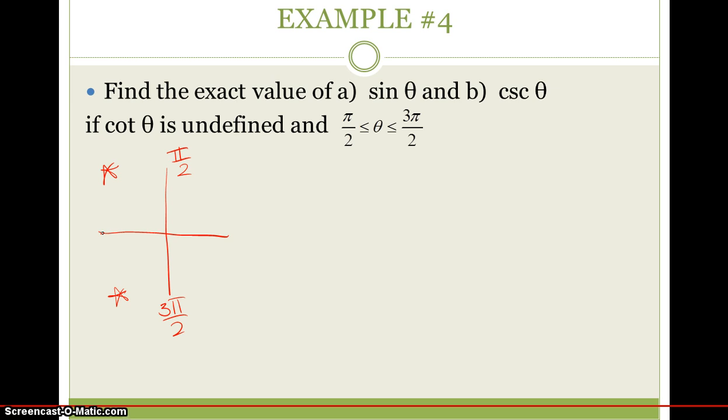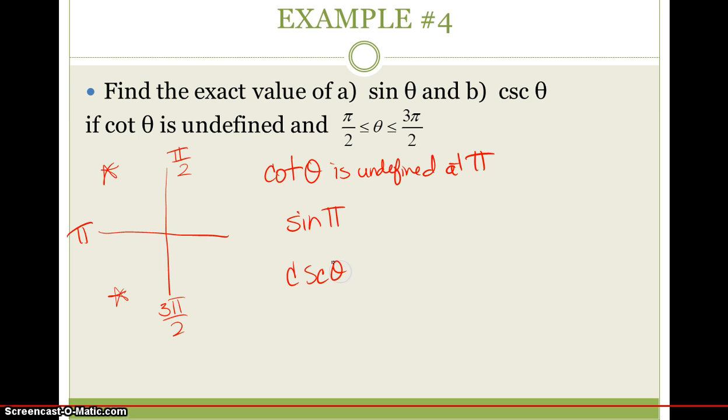And we have to go back and think. We want to know, where's the cotangent undefined? If we look back at the unit circle, we know that the cotangent of theta is undefined at pi. So that's what we're going to use. We know it's undefined at pi, and pi does lie between pi over 2 and 3 pi over 2, so we're good. So now what we want to do is find the sine of pi and the cosecant of pi also.